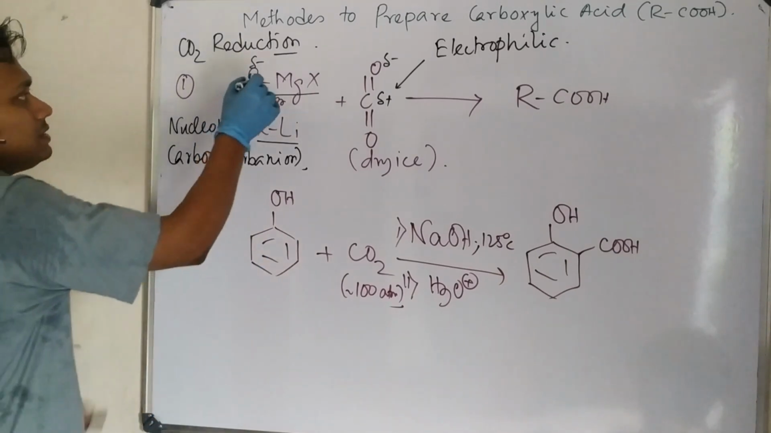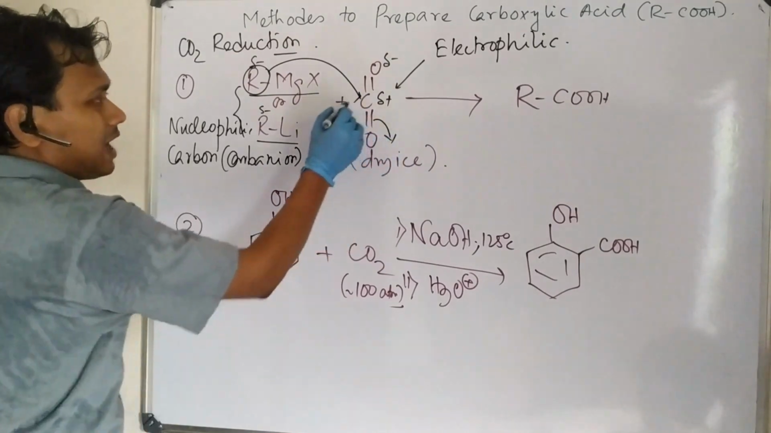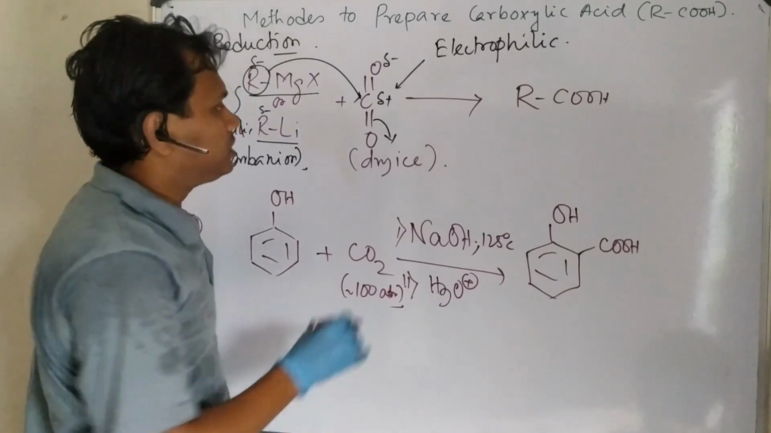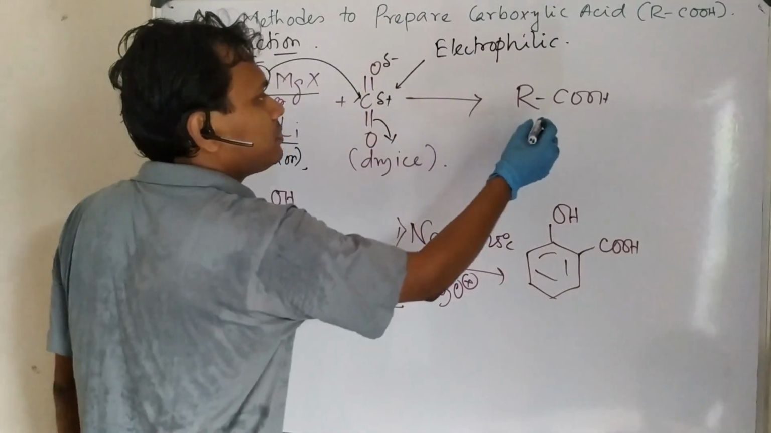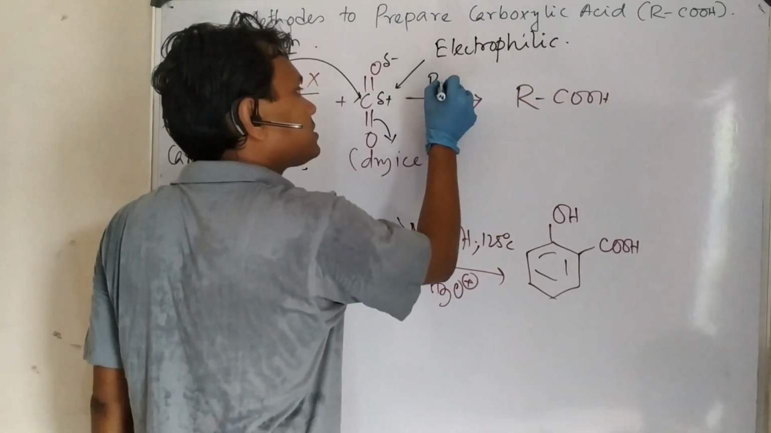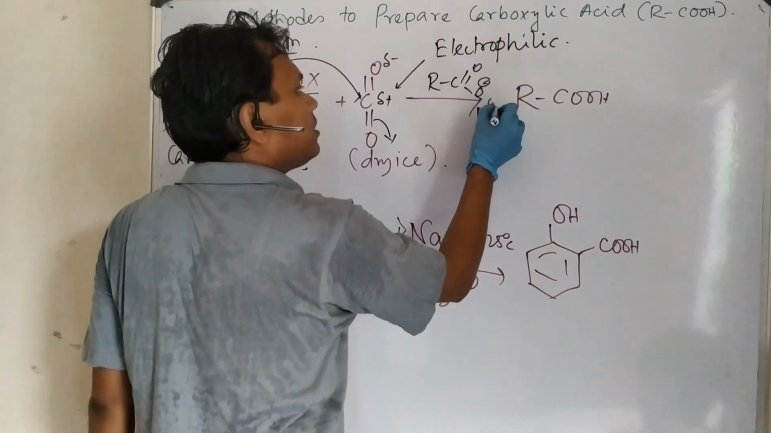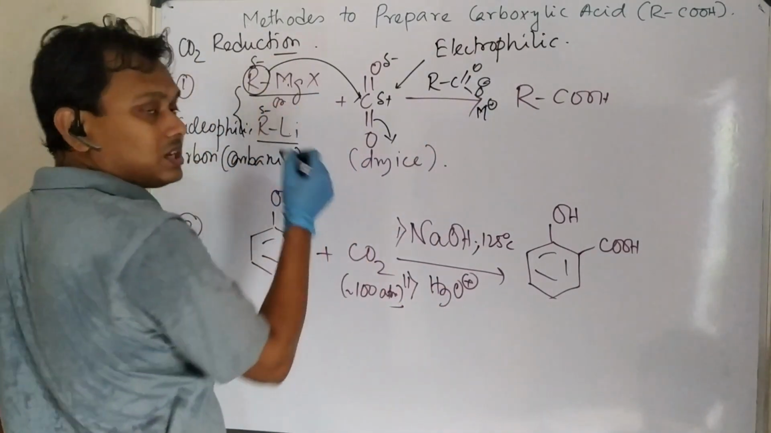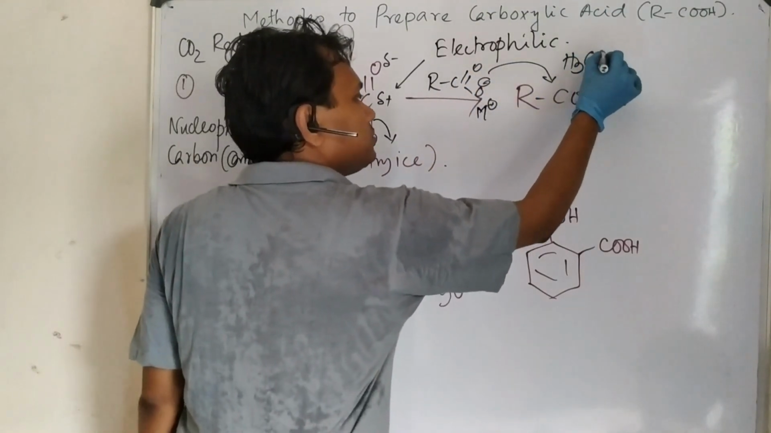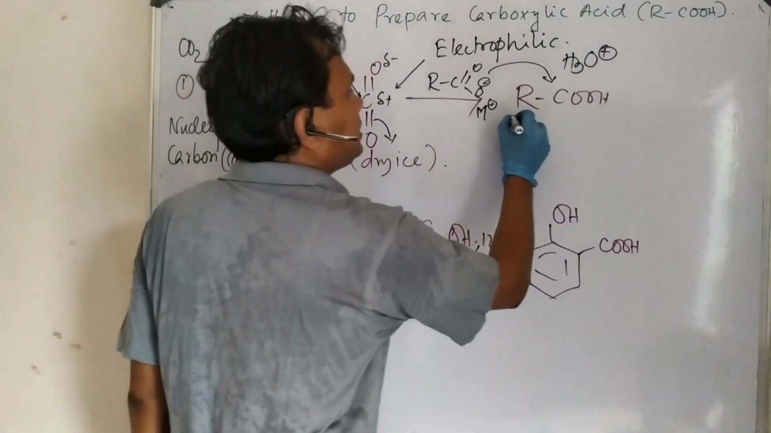So what happens? This negative charge, this carbanion, attacks and it opens up. Carbon dioxide you can consider as a dicarbonyl, electron deficient. So it attacks and opens up. First it produces RCOO minus M plus, because it is MgX or lithium. After that, if you do a mild workup using H3O plus, meaning very dilute acid, then you will have carboxylic acid.